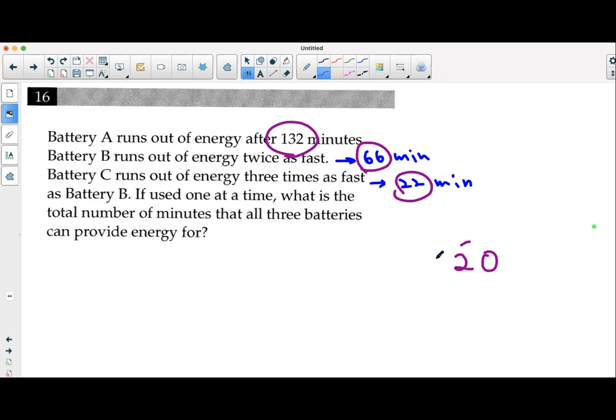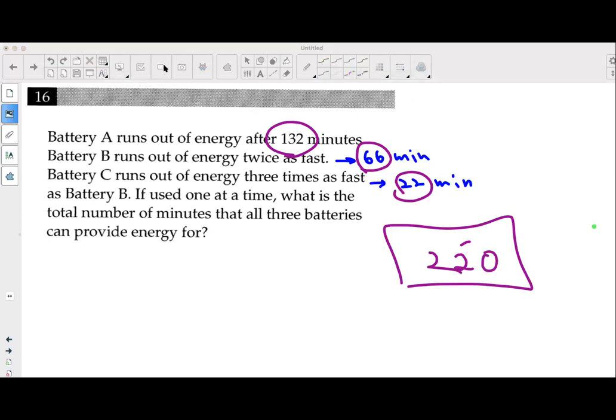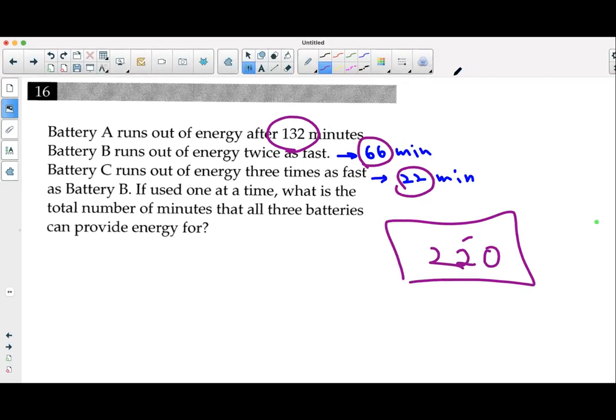Right, and then I have another 2. So 220. So 220 minutes. That becomes our answer. All right? Not bad, not bad. All right, guys. So that's basically what we have done here.